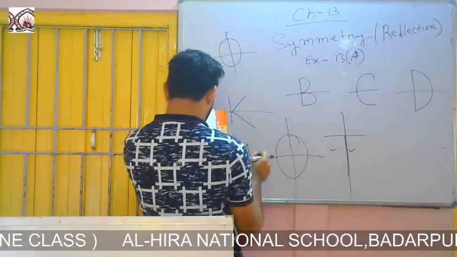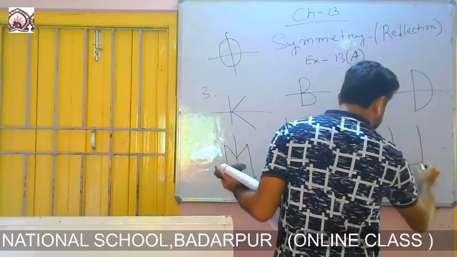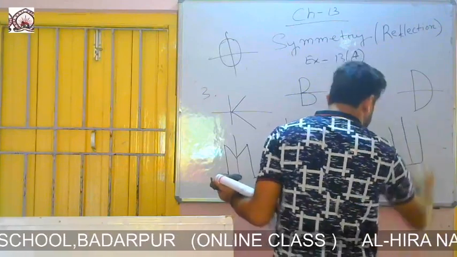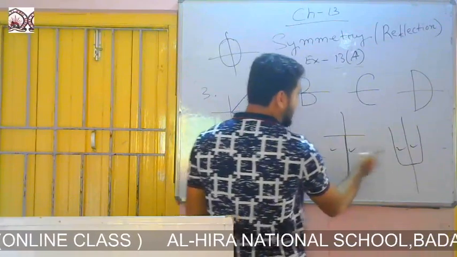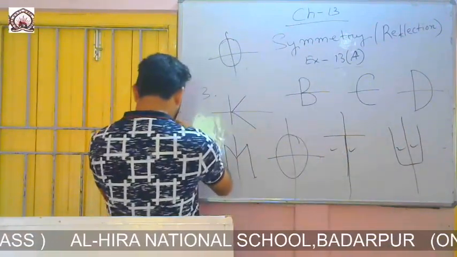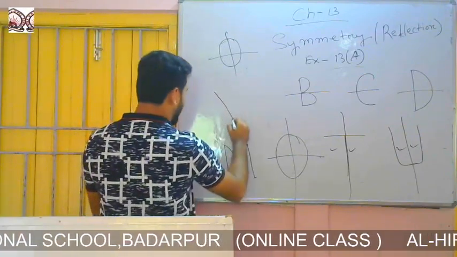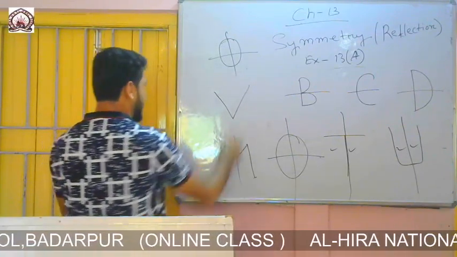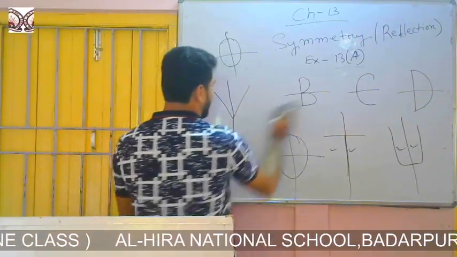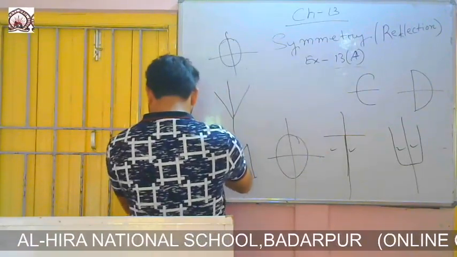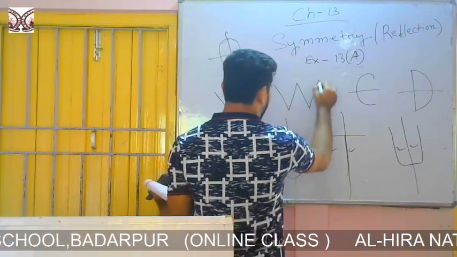Then U, if I divide like this, then this part and this part will be equal. But if I divide horizontally, then this part and this part will not be the same. Okay, now come to V. I can divide like this. Okay, then W, W also I can divide like this.